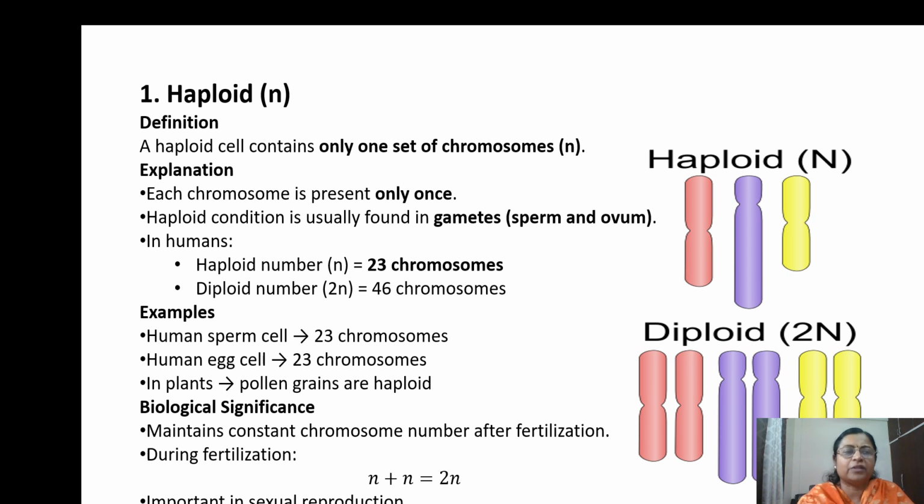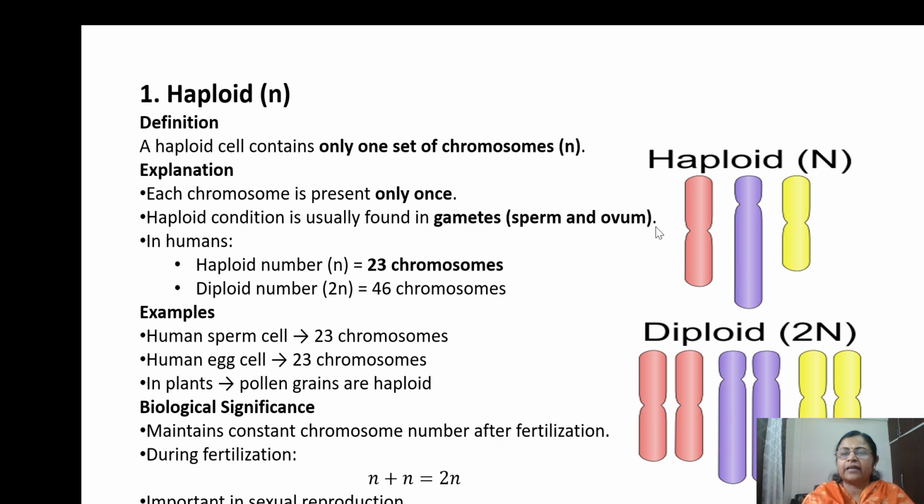First, it is a haploid, which is denoted by small n. So a haploid cell contains only one set of chromosome. See, as we know, the chromosomes are present in a pair. 46 chromosomes are there, 23 pairs. So when only one set of the chromosome is present, that cell is known as a haploid cell.